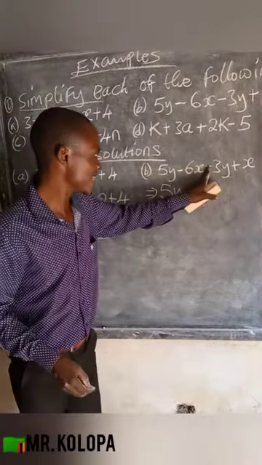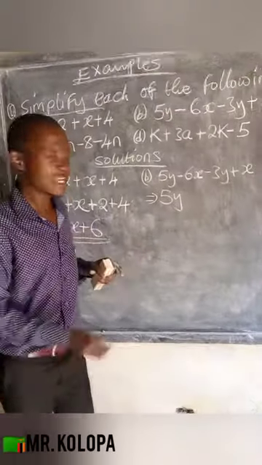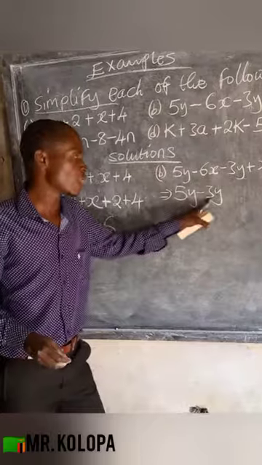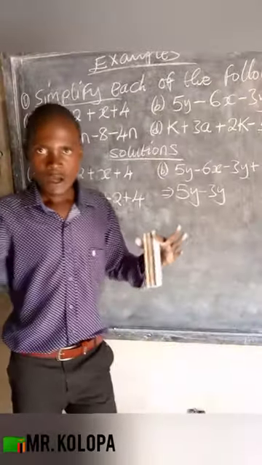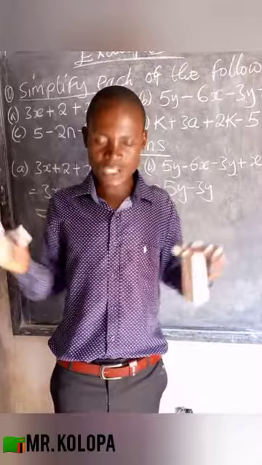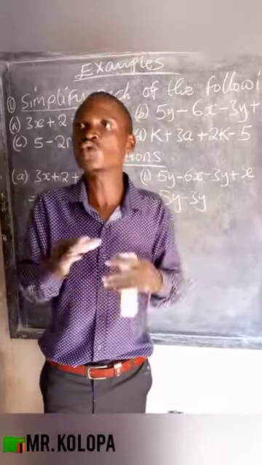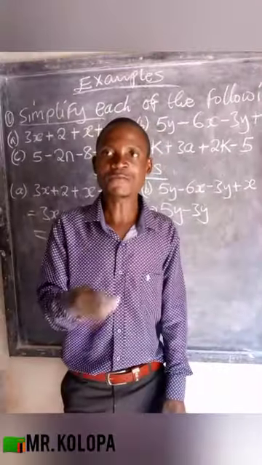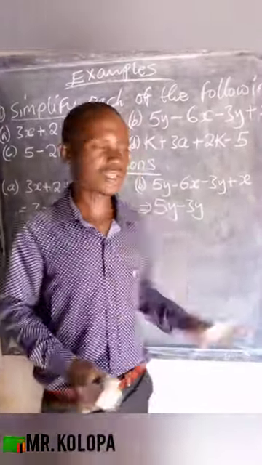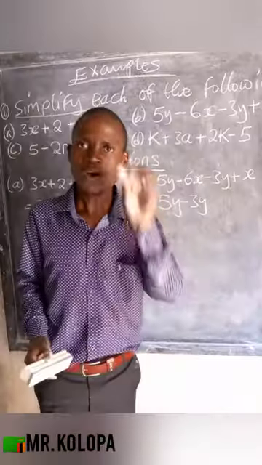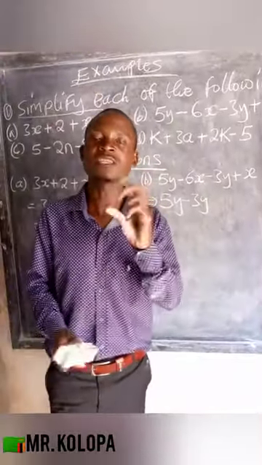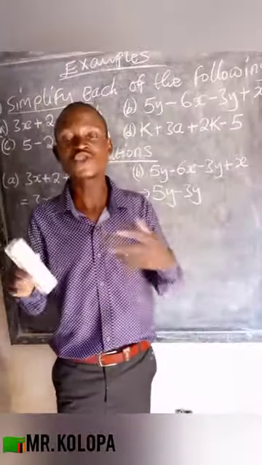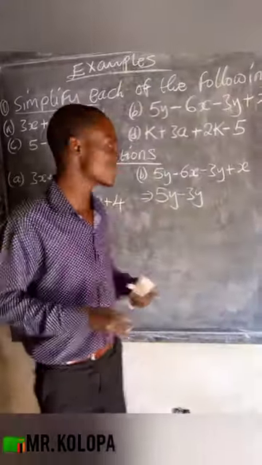Which is negative 3y. So I'm going to bring negative 3y closer to 5y so that I've corrected the like terms. Bringing the like terms closer to each other is what we are saying we are going to correct the like terms. So in the next lesson, if they ask you at school what we are supposed to do there, just tell them we are going to correct the like terms. A teacher is going to understand that to correct the like terms is just to bring the like terms closer to each other. So let's continue.